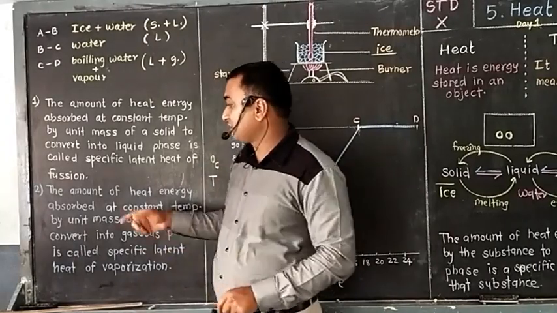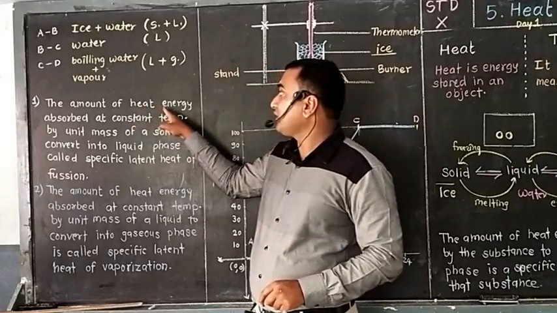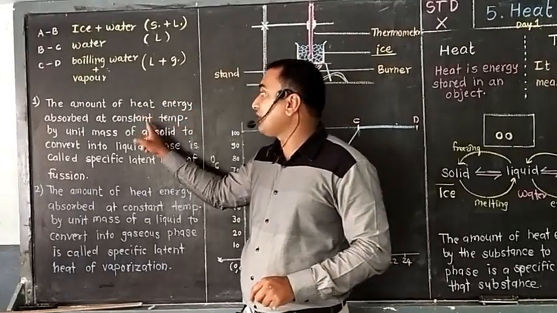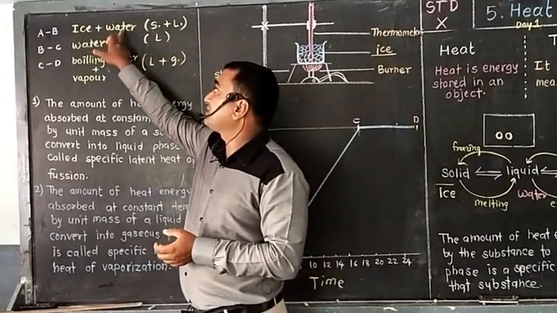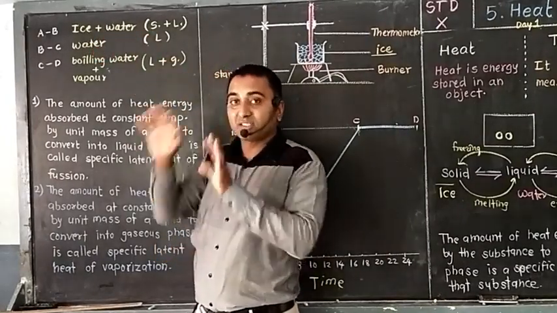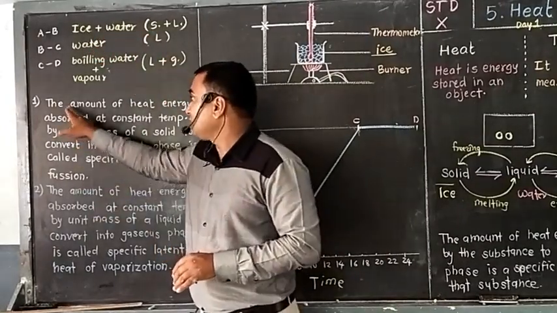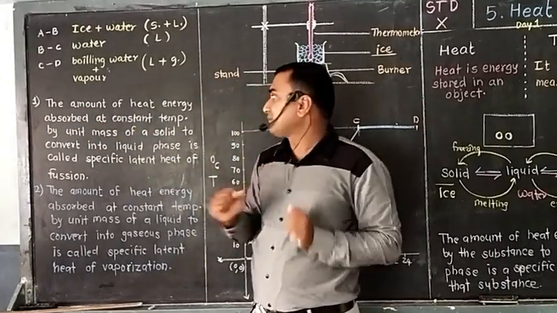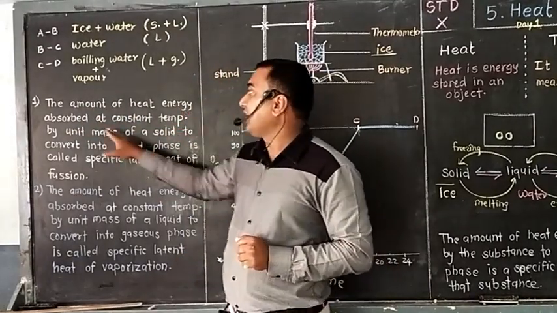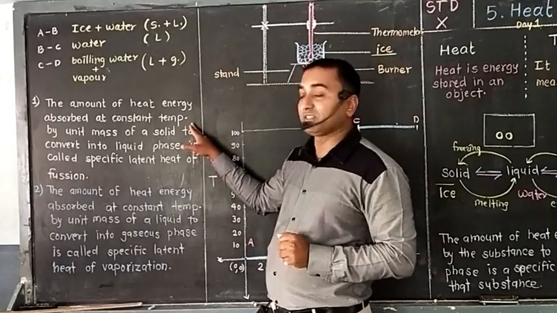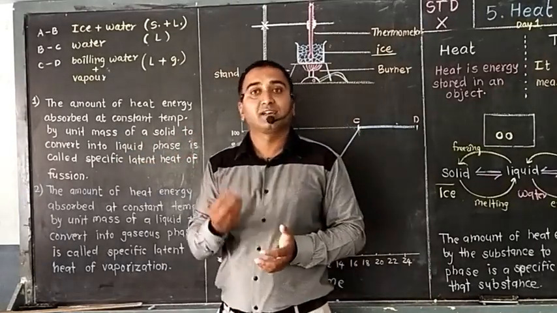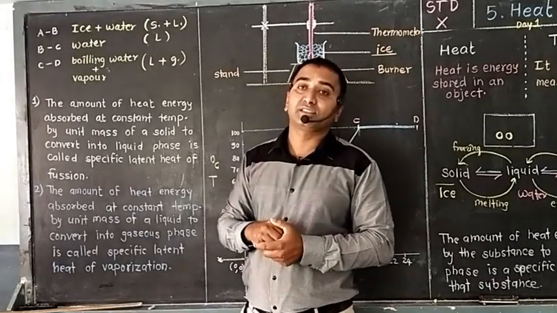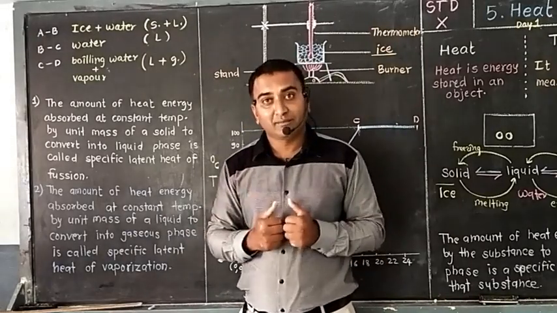So finally we reach the concept. Which are these two concepts? See here, the amount of heat energy absorbed at constant temperature. What was the temperature here? Ice plus water? 0. Though it was absorbing the heat. So how much heat is absorbed? That amount of heat absorbed at constant temperature by unit mass of solid. Unit mass: in CGS, gram; if you consider the SI unit, that is kilogram.